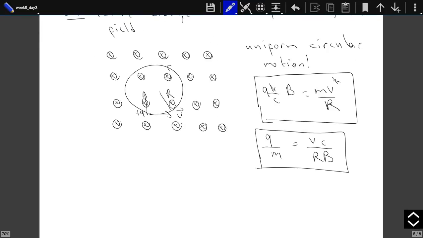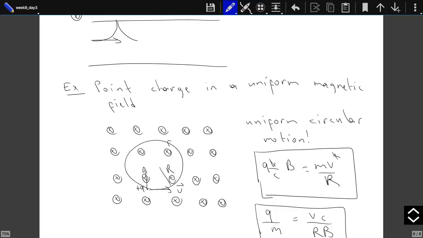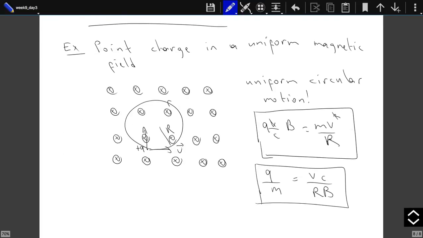So you see, at least in this case, we assume that there is no component of the velocity in the direction of the magnetic field. So in this case, it just makes circles. If it also has a component in the direction of the magnetic field, there won't be any force in that direction, because the force is proportional to V cross B. The force is always perpendicular to B, so it doesn't have any component in the direction of B. So if there is a velocity component in the direction of B, it will just stay the same.